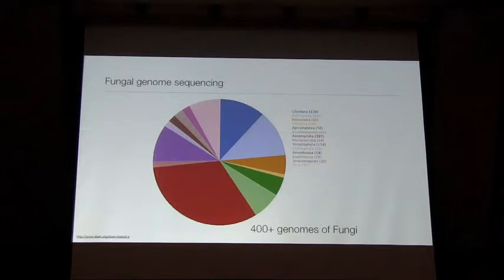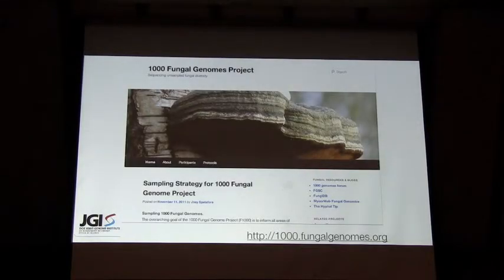But the sampling that's been chosen has been focused in part on the funding. A lot of the funding was focused on things that were pathogenic or groups of really industrially relevant fungi. The problem with that is that we lose a lot of the phylogenetic diversity and our ability to really study the whole kingdom in an evolutionary sense.